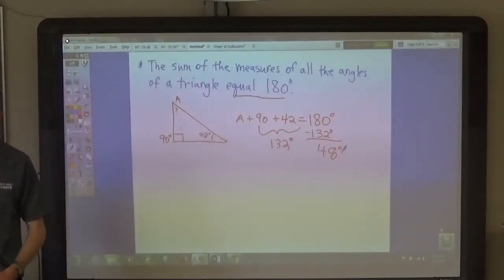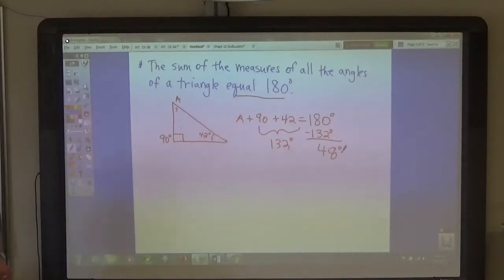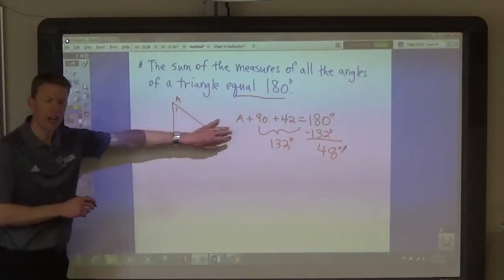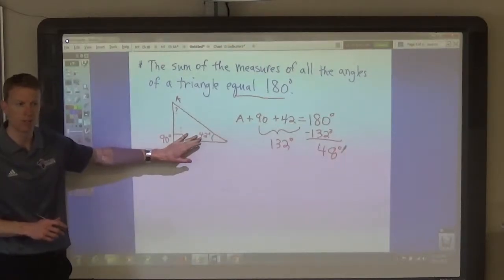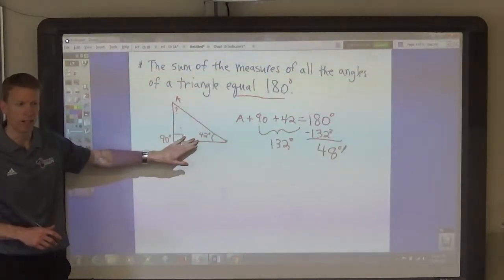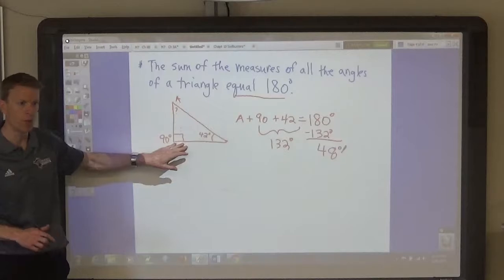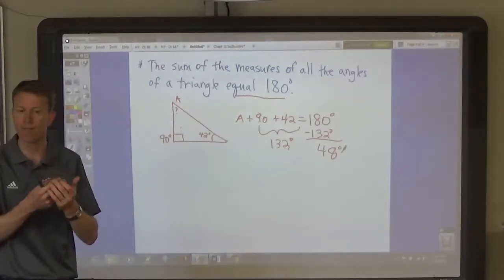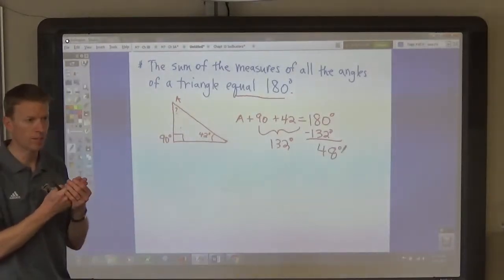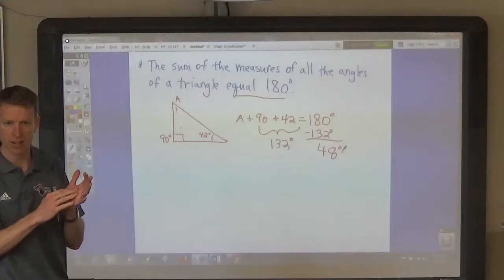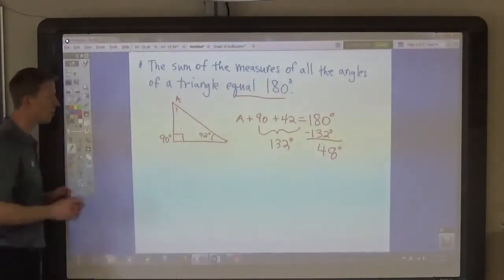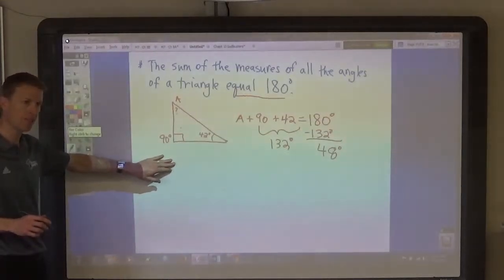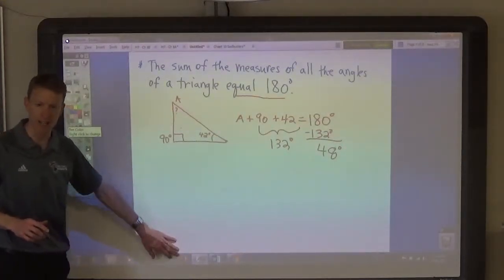Okay? First of all, are there any questions about this? Find the missing amount on an angle. If you know what two of the angles are, you can find the third angle. Everybody clear on that? Okay. Now, you'll also be tested on classifying triangles based on their sides.